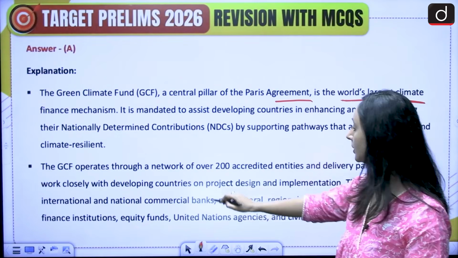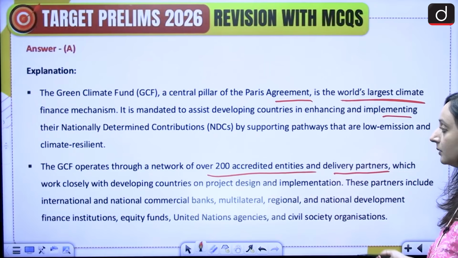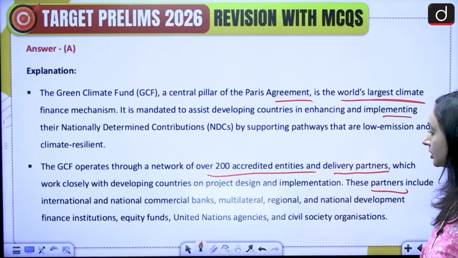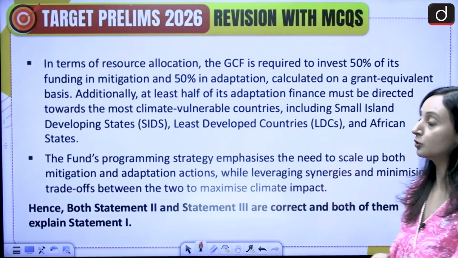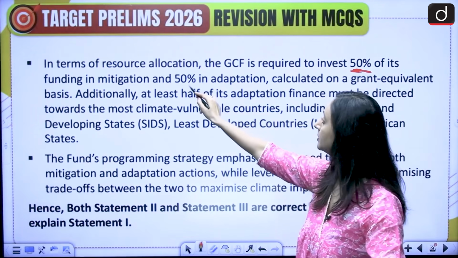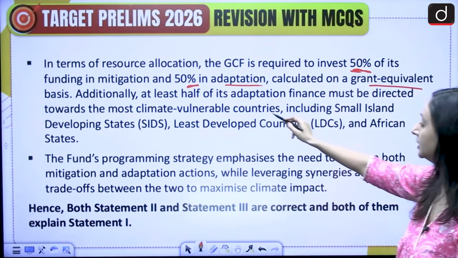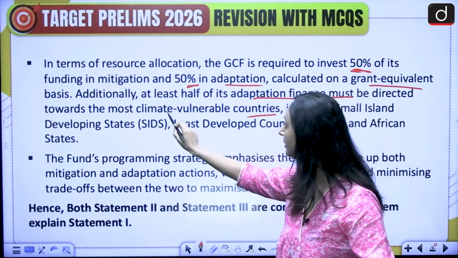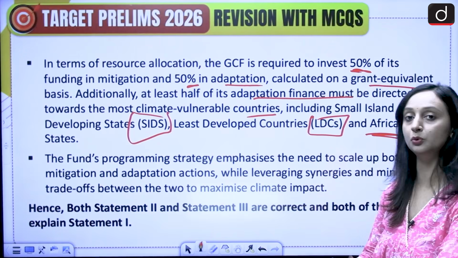Okay? It operates through a network of over 200 accredited entities and delivery partners, which work very closely with developing countries. So we have a lot of partners over here, like international and national commercial banks, multilateral, regional, national development banks, etc. And when we talk about resource allocation, 50% has to go in mitigation and 50% has to go in adaptation on a grant equivalent basis. And additionally, at least 50% of the adaptation has to be directed to the most climate vulnerable countries, like you have SIDS and LDCs and the African states, poorest of the poor countries.